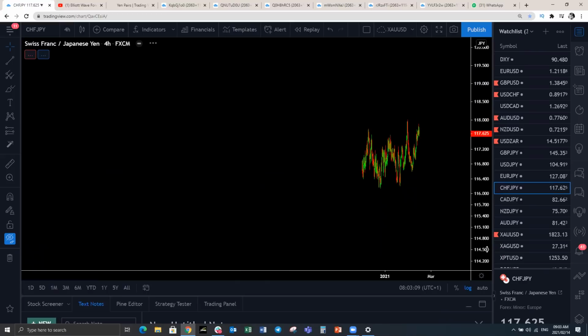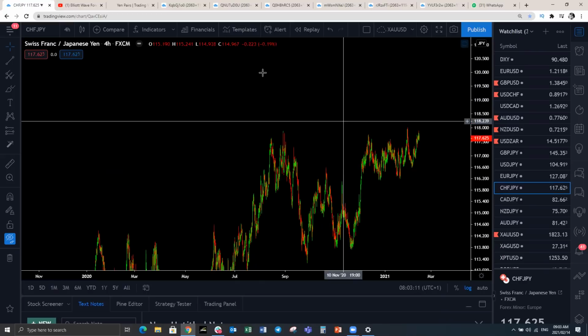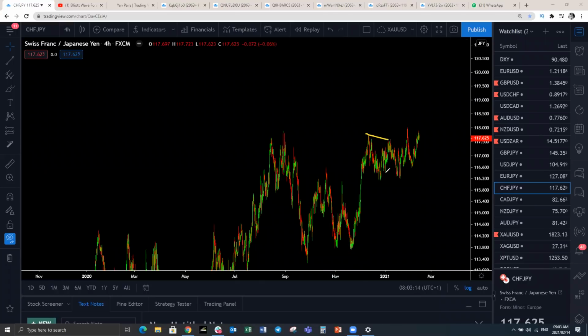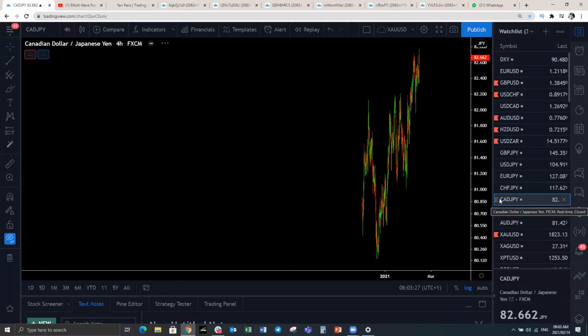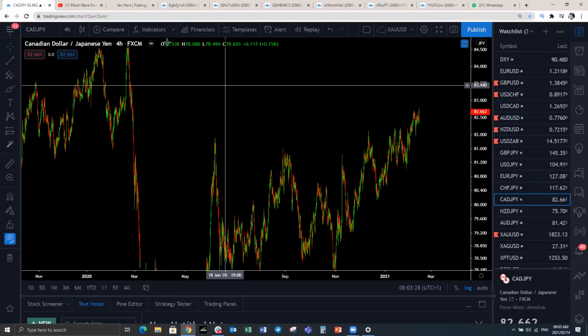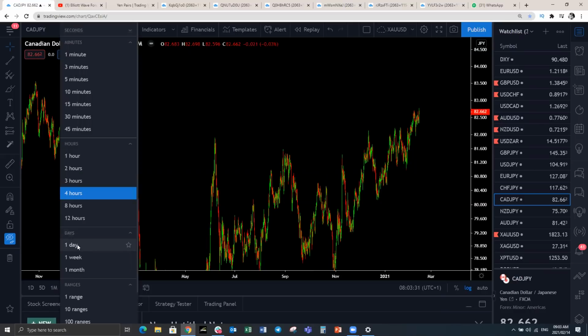Let's have a look at CHF yen here on the 4-hour. CHF yen has made this corrective structure here and is making another 3-wave corrective structure. Or is this an impulse? Let's see how this is going to play out. We're looking for this one to continue to the upside like that. That is CHF yen. CAD yen has been showing continuation to the upside for a while. I'm going to show this one on the daily.